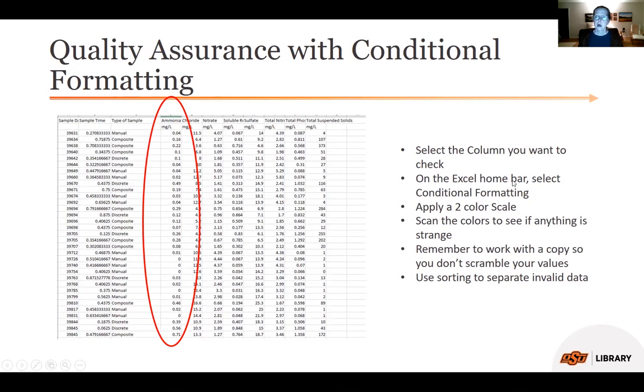And then on the home bar, we can select conditional formatting. We're going to use a 2-color scale as a way of examining our data. And we're going to scan the colors to see if anything looks out of place. And we're going to ultimately wind up doing some sorting. So this is a good place to remember that you absolutely want to use a copy of your data, not your original data set. Because if you've used Excel spreadsheets and use sorting, it's very easy to scramble your data.